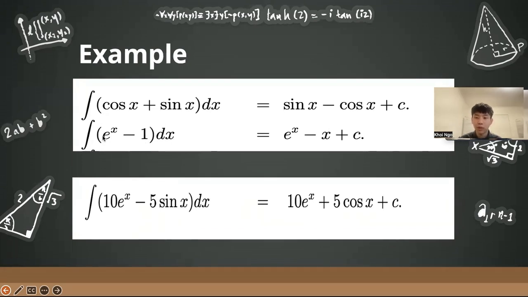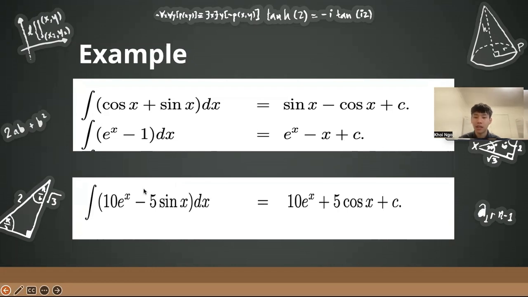We have two terms, e to the power of x and minus 1. What is the antiderivative of e to the power of x? We should know that the derivative of e to the power of x equals e to the power of x. So that's why the antiderivative of e to the power of x equals itself, e to the power of x. So the antiderivative of the first term is also e to the power of x. And the antiderivative of minus 1 would be minus x, and then plus c at the end.